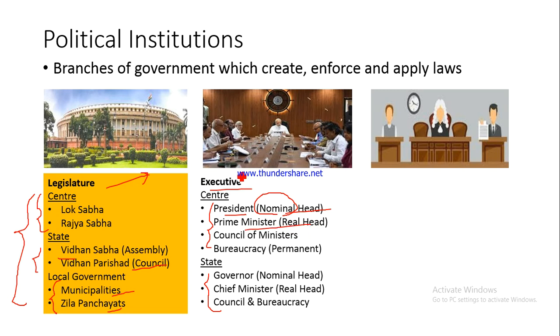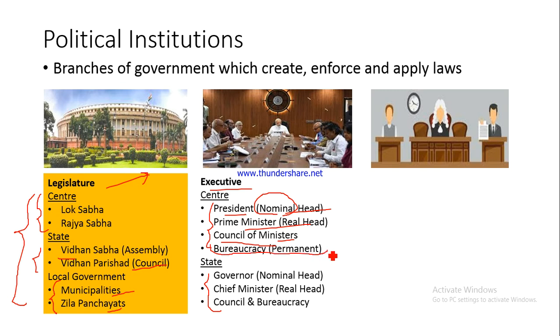Is this fine? So this is part of the executive at the center: the president, the prime minister, and the council of ministers. The prime minister is basically the one who is leading the council of ministers. So the council of ministers, all the ministers, they also form part of the executive at the center. Again, and then we have got the bureaucracy.